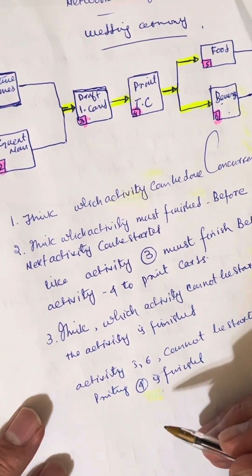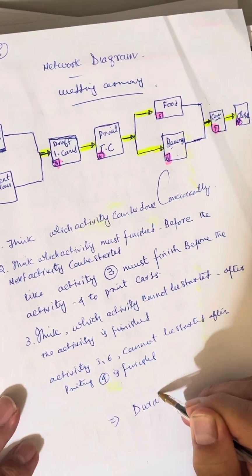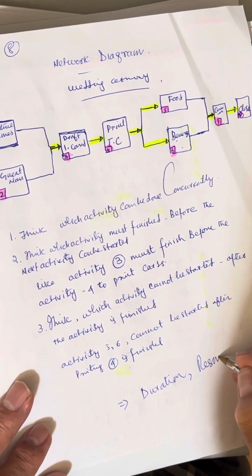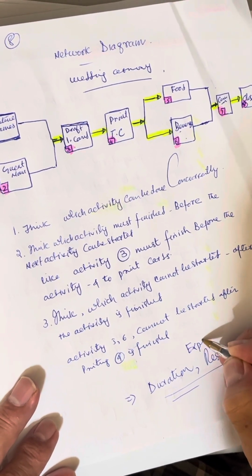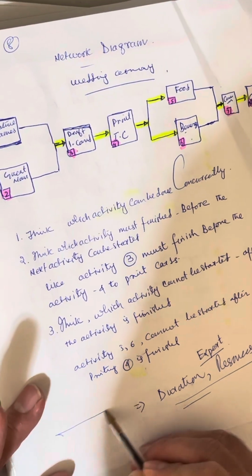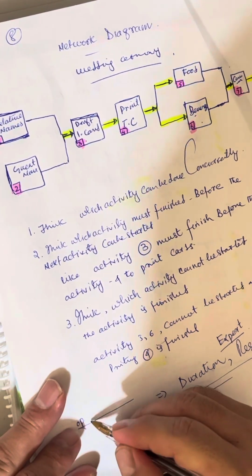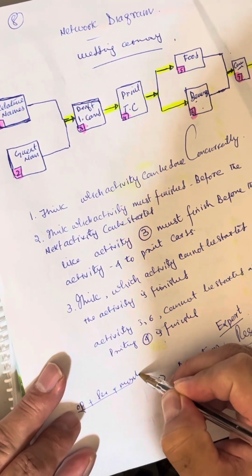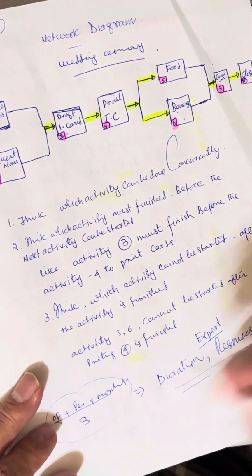So in the next video I will calculate the duration and resources. This is like a journal thing. You need an expert person who can calculate. And sometimes for activities we take the most optimistic time plus the pessimistic time plus the most likely time, and then we divide it by 3, something like this. It's a formula I will do in the next video.